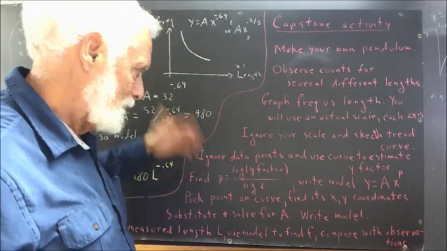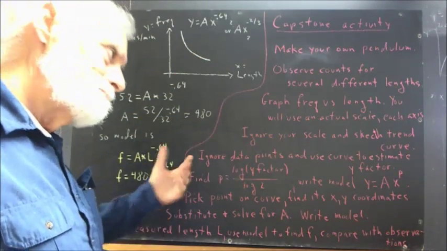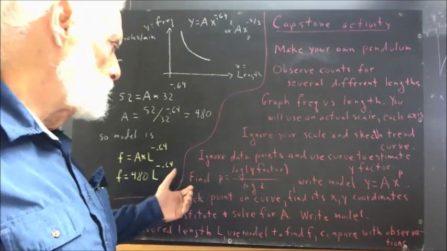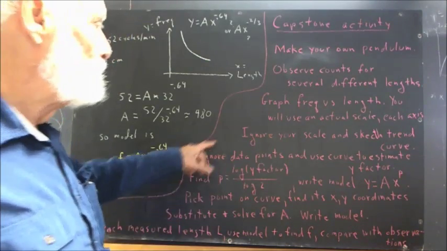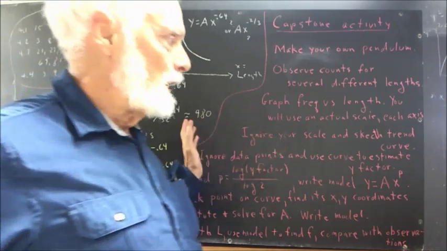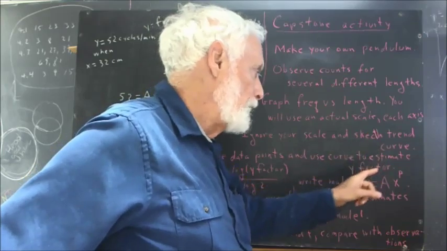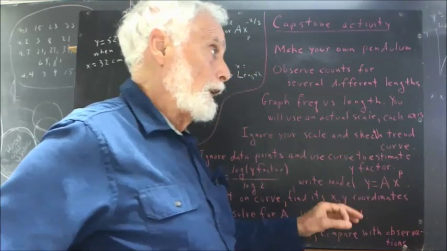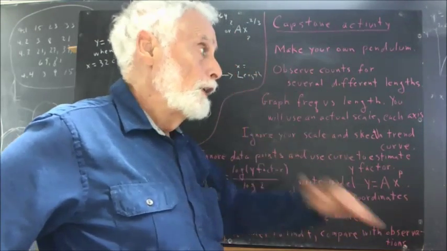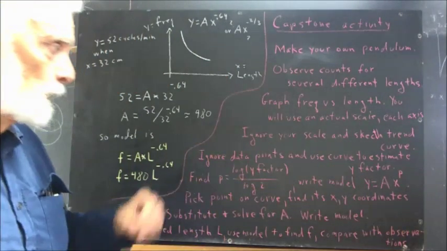But when you're doing curves, that even gets abused a little bit. Not abused, but confused. So you ignore your data points, sketch your trend curve. Ignore your data points now, and everything you do, you're going to use your curve to estimate everything. Your data points are done. You've done your trend line, you've got your trend curve, and that's what you're going to use.